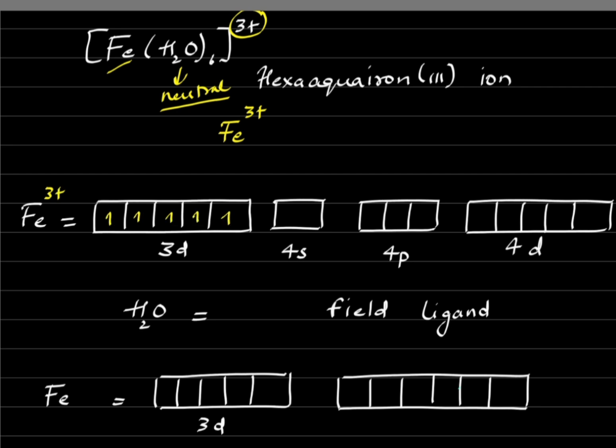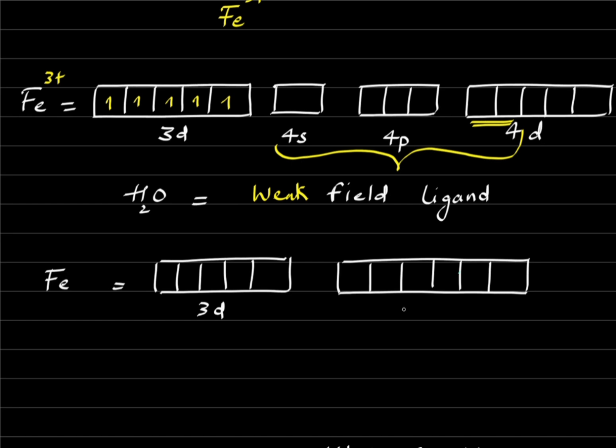But water here is a weak field ligand, which means it will not cause pairing of electrons, which means iron would have to use its outer d orbitals for hybridization. So here one 4s, three 4p and two 4d orbitals would be used for hybridization to give us 6 equivalent sp3d2 empty orbitals. Now these orbitals will arrange themselves in octahedral shape since the coordination number is 6. And then they will be ready to accept electrons from 6 ligands.